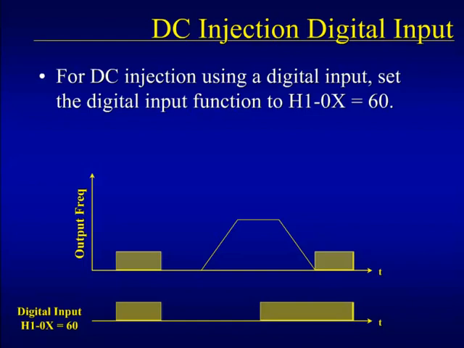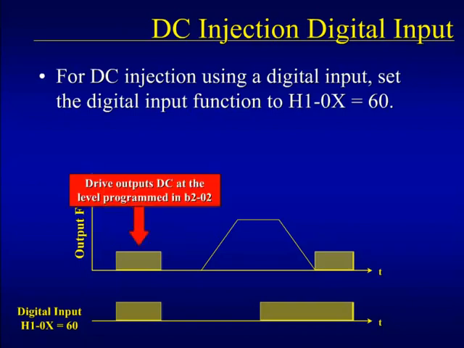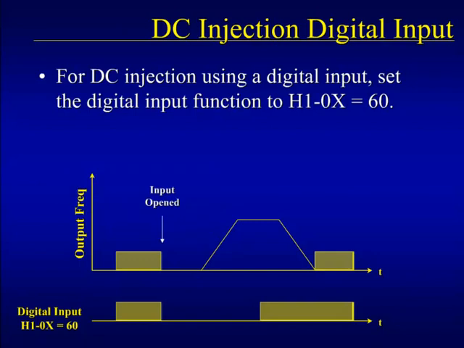DC injection using a digital input can be utilized once a multifunction digital input has its function selection programmed to setting 60. This timing diagram shows both the output frequency of the drive and the status of the digital input set for the DC injection function. Without a run command being given to the drive, the DC injection digital input is closed. Once the input is closed, the drive outputs DC current at the level programmed into parameter B202. The drive continues DC injection until the digital input is opened.